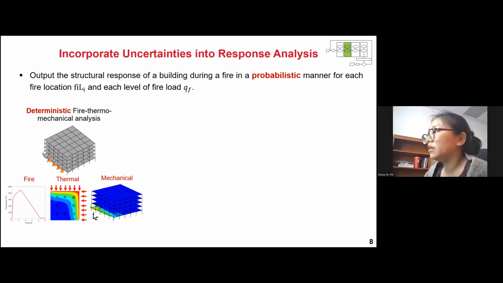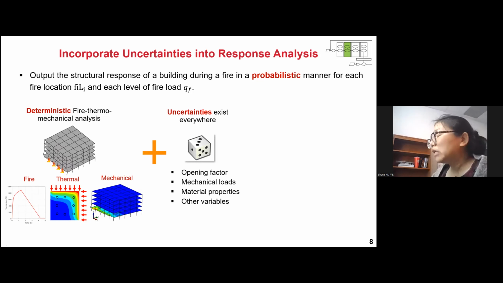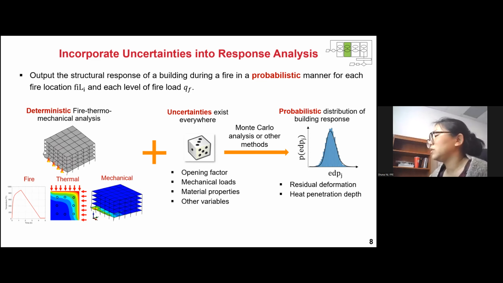So everything is in a deterministic manner, but in reality, uncertainty exists everywhere, right? So in our methodology, rather than using a deterministic manner, we consider those uncertainties. We consider the uncertainty from the opening factor, the uncertainty in mechanical loads, material property, and other variables. Finally, we use Monte Carlo analysis or other methods, and we describe a building's response in a probabilistic manner.